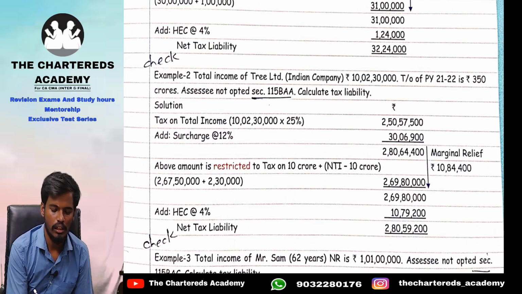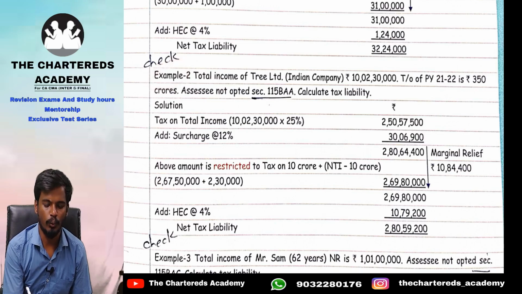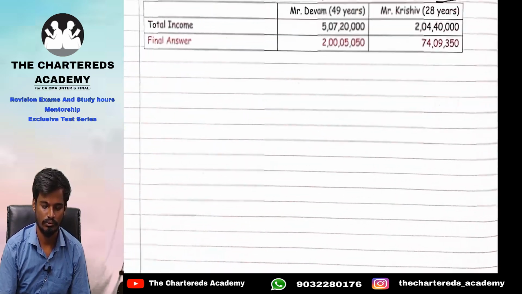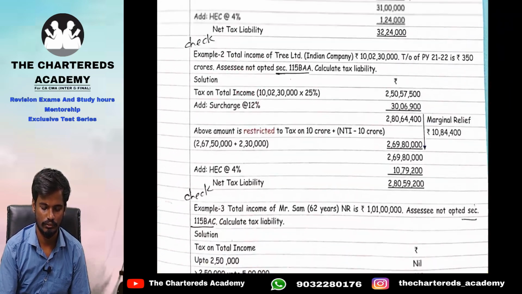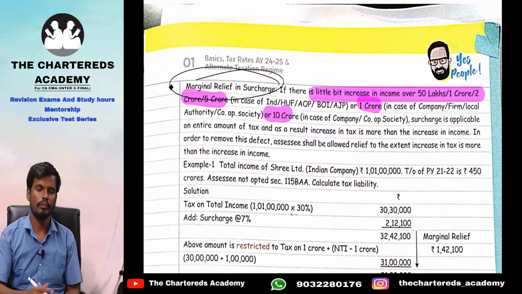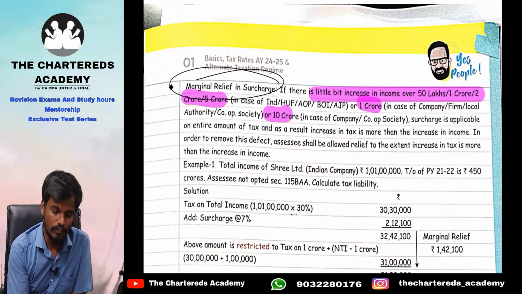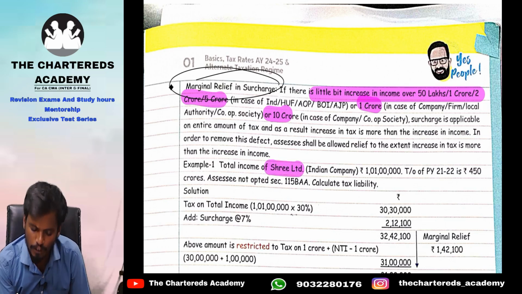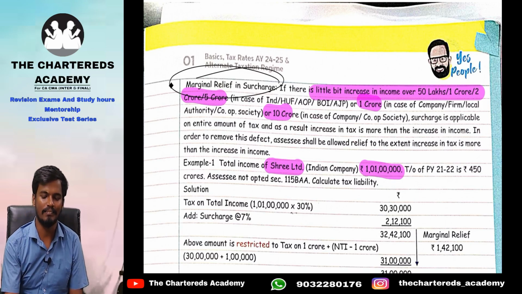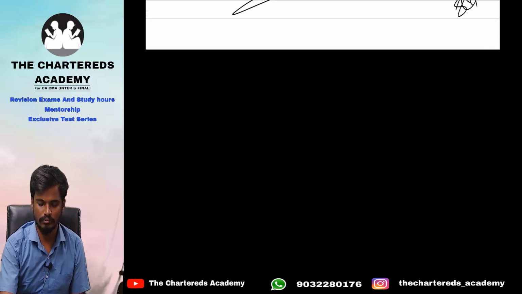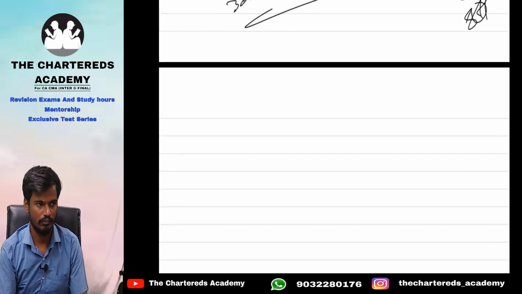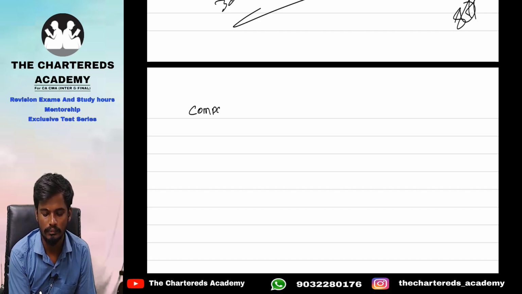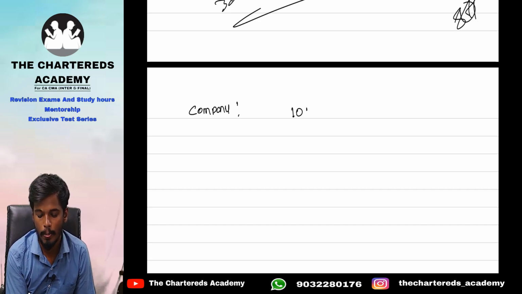Okay, guys. Example 2. If the total income is such that surcharge is concerned, what is the marginal relief? Go with this example. Sir, if SSC is the company in this situation, the total income of the company is 1 crore 1 lakh.